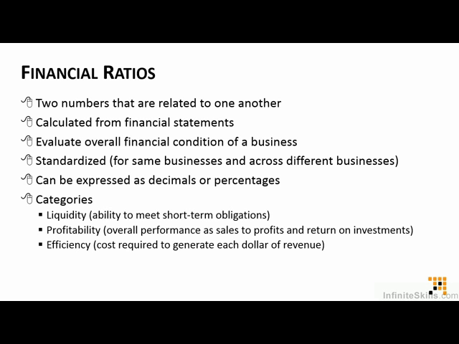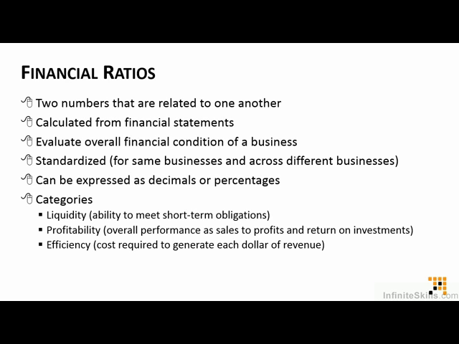There are 3 different categories of financial ratios, and this goes a lot further than we're going to go in this particular course, but just for your basic background information. Ratios can be categorized as liquidity, profitability, or efficiency ratios. Liquidity ratios are the ability to meet short-term obligations. Profitability goes to the overall performance, for example, sales to profits and returns on investment, or ROI.